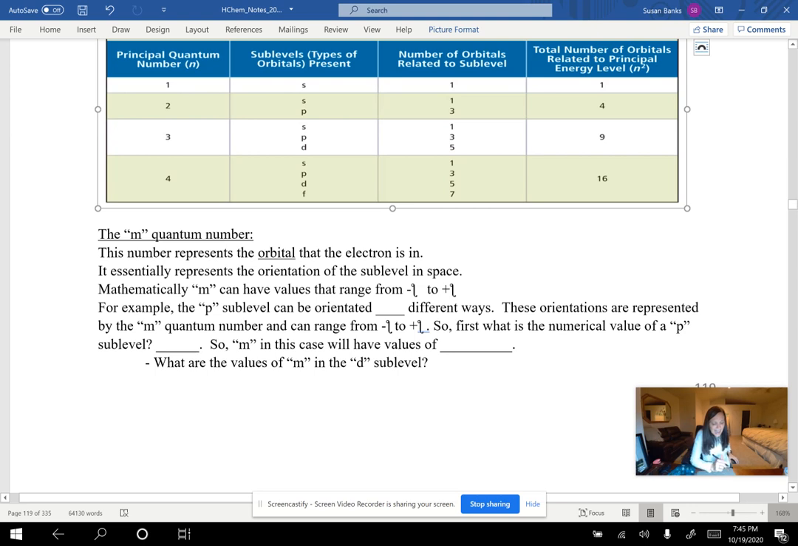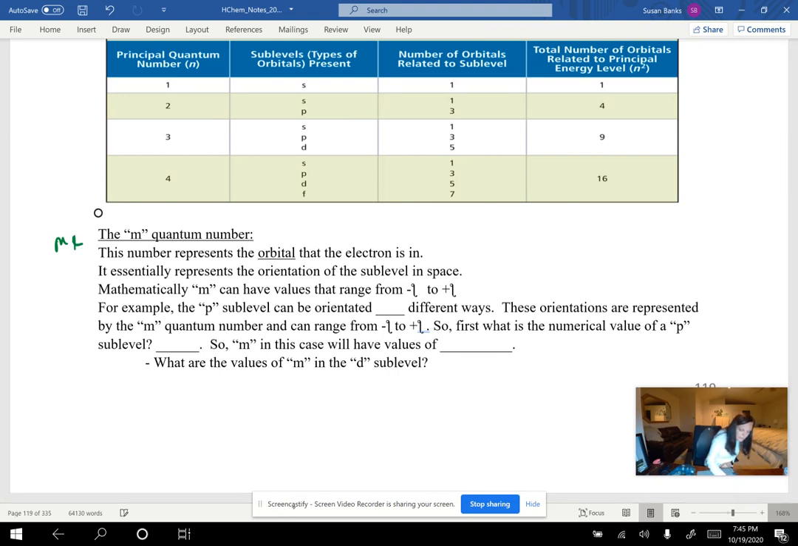It represents the actual orbital that the electron is in, okay? M sub L. Some say L sub M. I've seen it both ways. M sub L is probably the more common way. Okay, it tells us the actual orbital it is in.